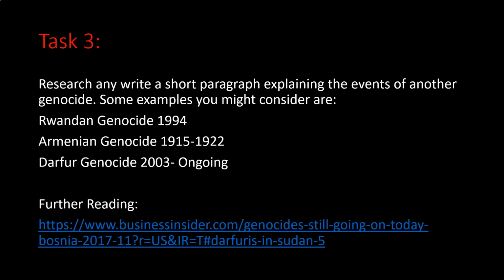Okay, so what I want is a short paragraph, 7-8 sentences explaining where it's happening, when it happened, who was targeted, what was the terrible reason for targeting these people, how many people died as a result, etc. Give an overview of this. And what I'm looking for you to do here is really just have a good understanding of what genocide is, and why it's such a terrible thing, and why we need to be aware of it.